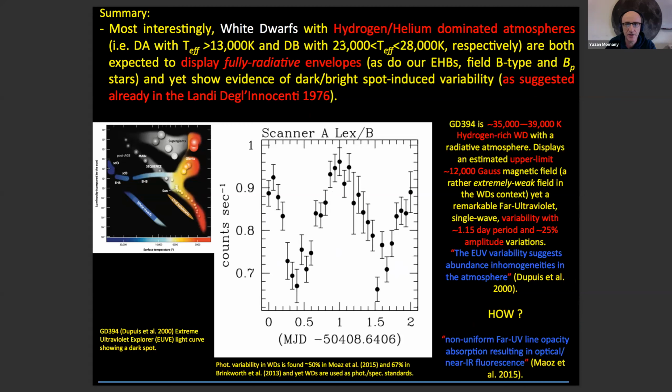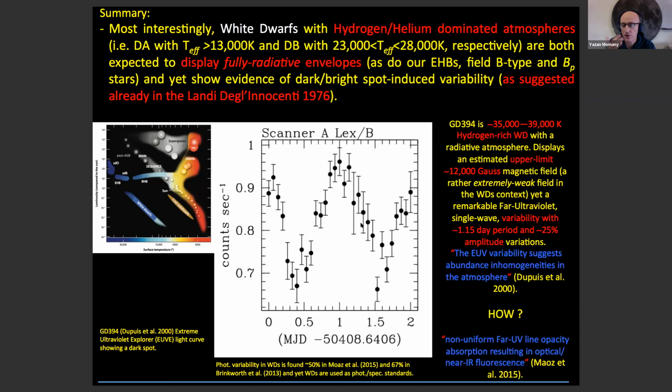Very interestingly, the main sequence stars, regardless of whether they are white dwarfs, regardless of their hydrogen or helium dominated atmosphere, at a certain temperature from here onwards, they all become radiative. So just like the EHB stars and the sdBs. So once again, we looked for some kind of a Trojan horse in which we tried to extrapolate our results for the white dwarfs, and we did find GD 394, where, using far ultraviolet monitoring, they did find evidence of a dark spot in the far ultraviolet, responsible for 1.1 day photometric variability.